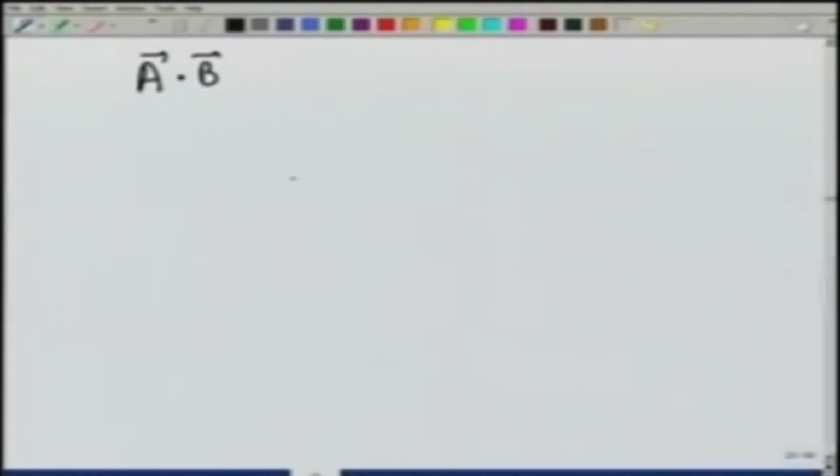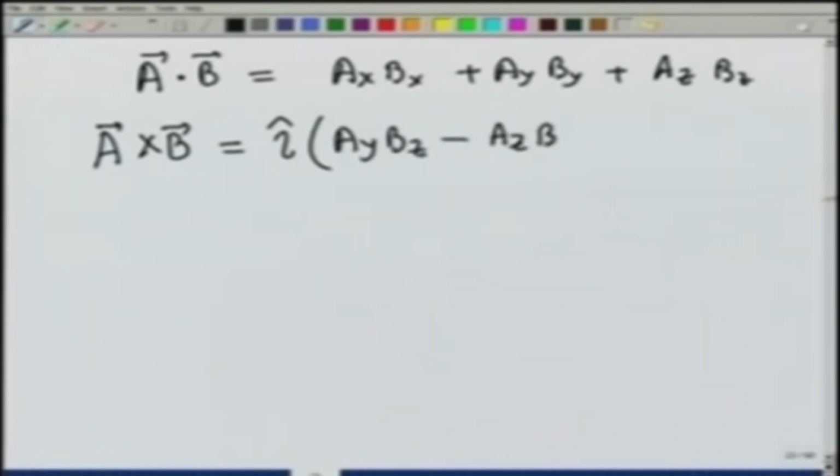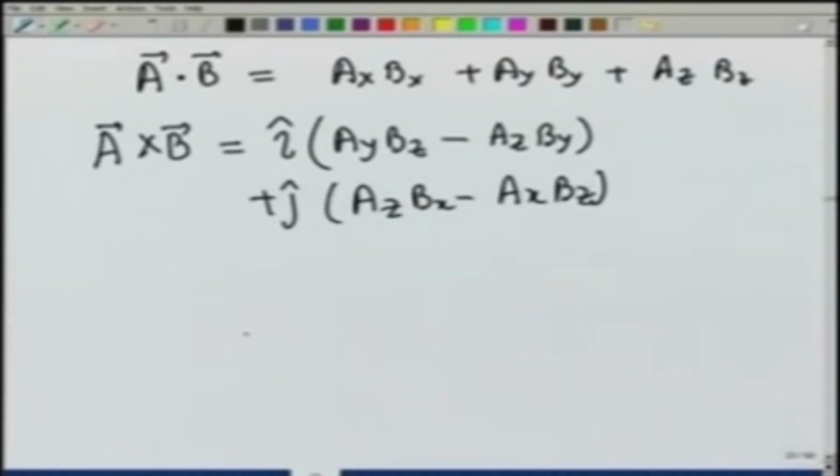You already know from your intermediate 12th grade that there are two kinds of products: a dot product, which is a scalar product, given as the sum a x b x plus a y b y plus a z b z, and the cross product A cross B, which is a vector quantity, given as i times the component a y b z minus a z b y in x direction, plus j times a z b x minus a x b z in y direction, plus k times the component in z direction, a x b y minus a y b x.